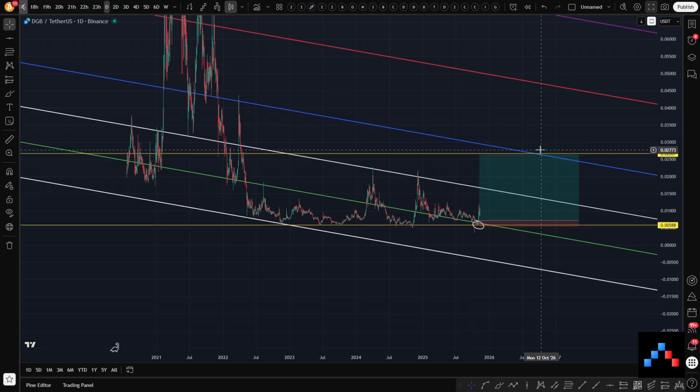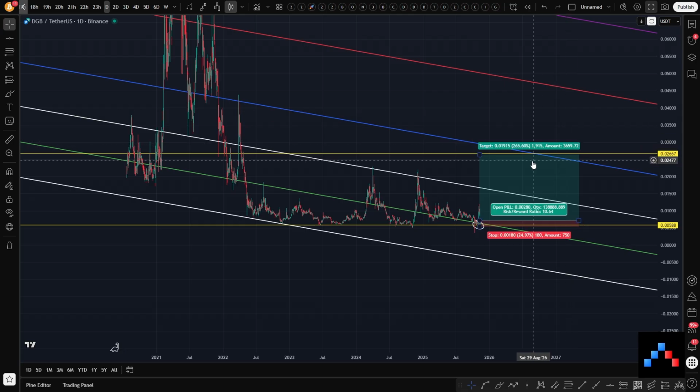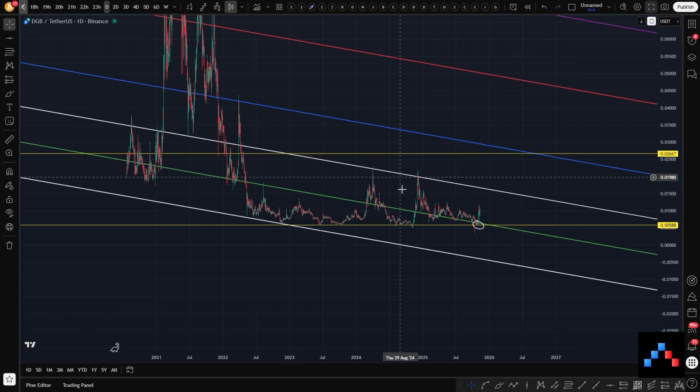After that, we're going to expect a pullback, see what the market is going to do, and after that we might enter again with another buy. But this coin is actually looking very good. We got the first rally here, a very big green candlestick on the daily.